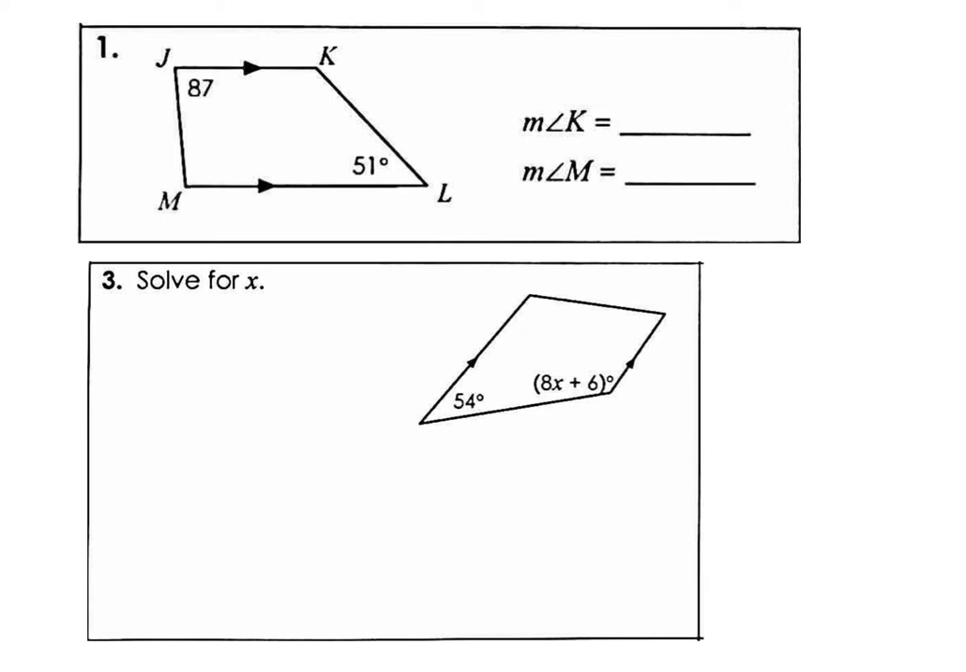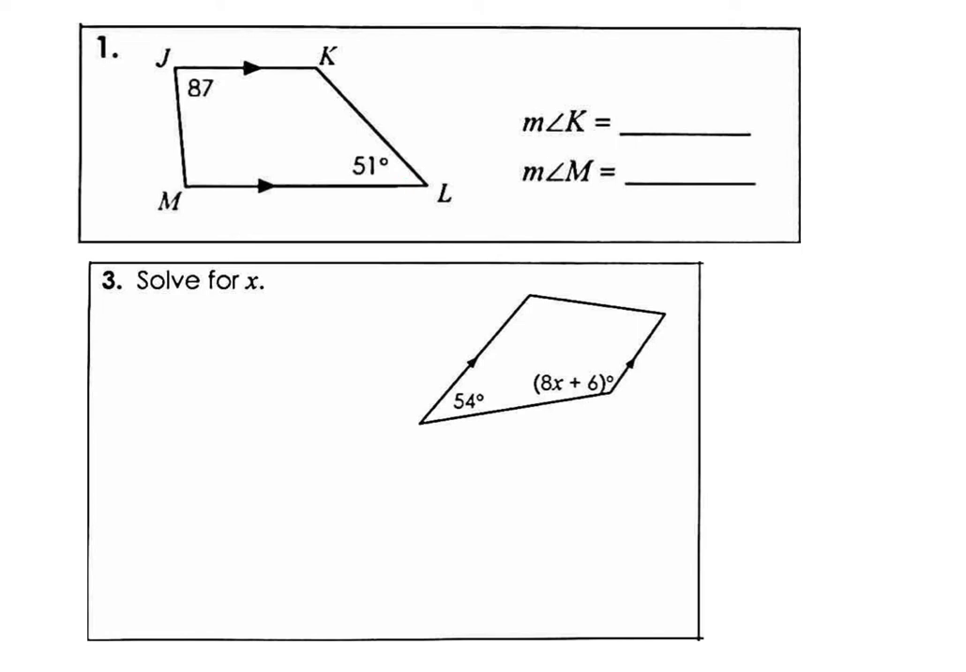Now, if you'll look above this, it says consecutive angles between the parallel lines are supplementary. So by that, they mean between these parallel lines, these are going to be supplementary and these are going to be supplementary. Okay, so just the consecutive angles that are between the parallel lines are supplementary. All right, so that means M is supplementary to J and K is supplementary to L.